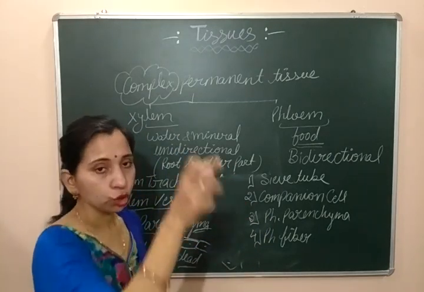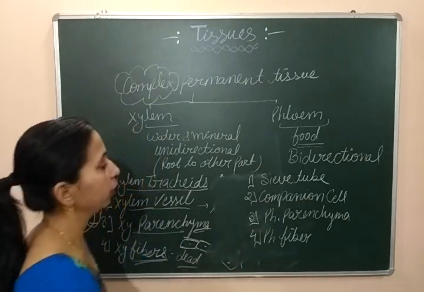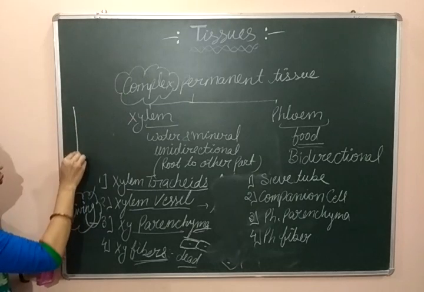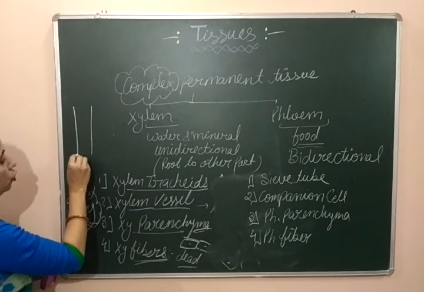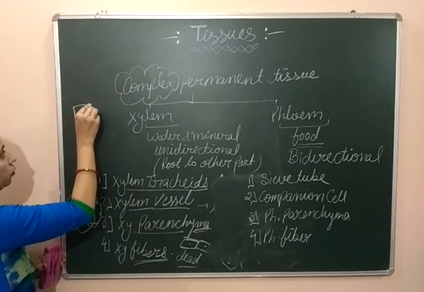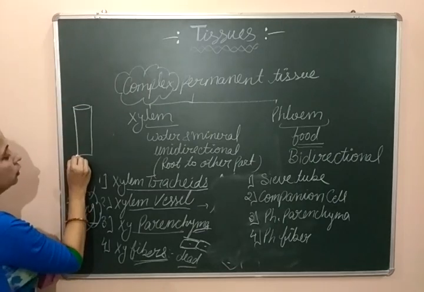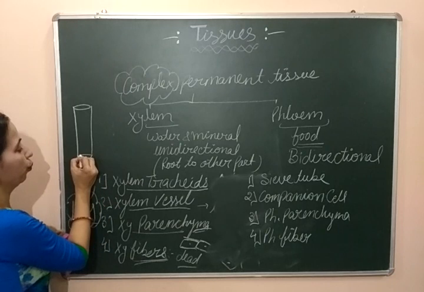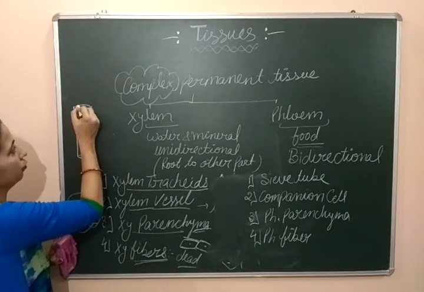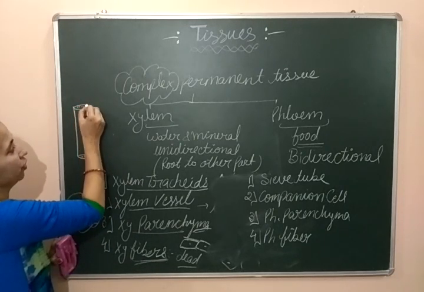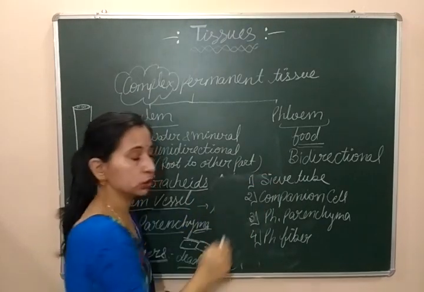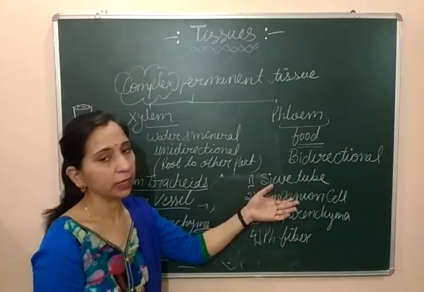Sieve tube is a long tube-like structure. Like here we can draw one sieve tube. Suppose this is the one tube, and these tubes have ends. At their ends they have pore-like structures, which give them a sieve-like appearance. We are using the word sieve, that is, chhalni, because they have pores and these pores give them a sieve-like appearance.